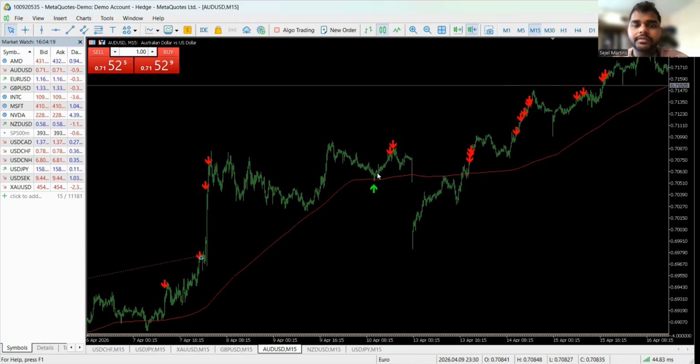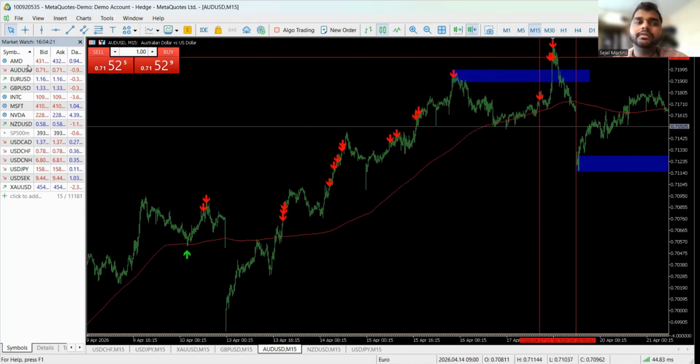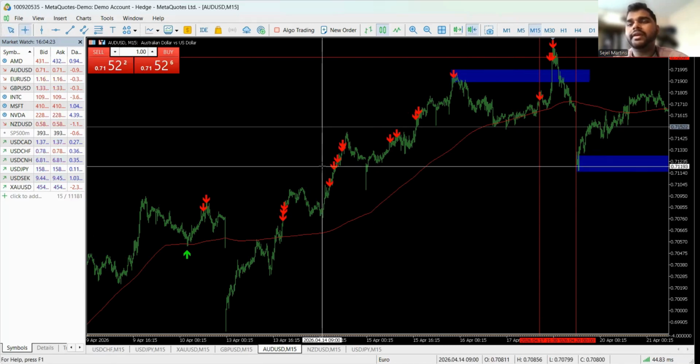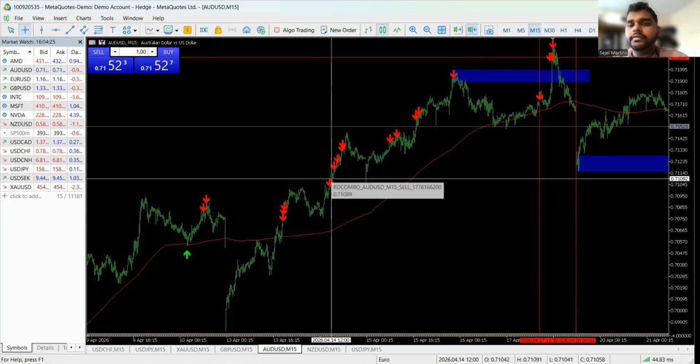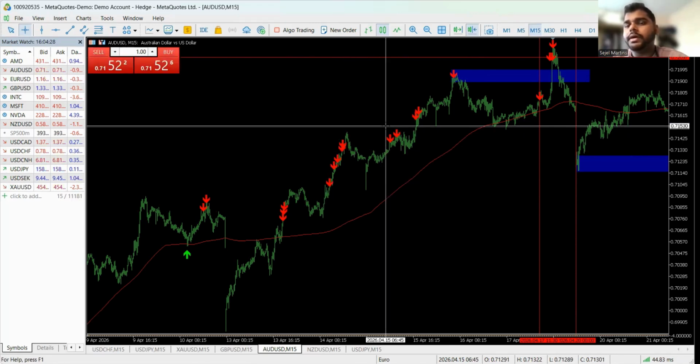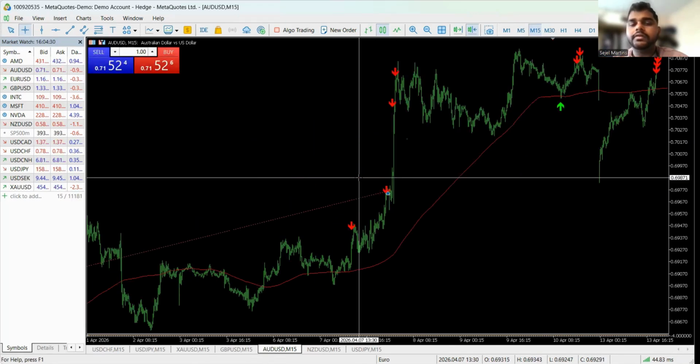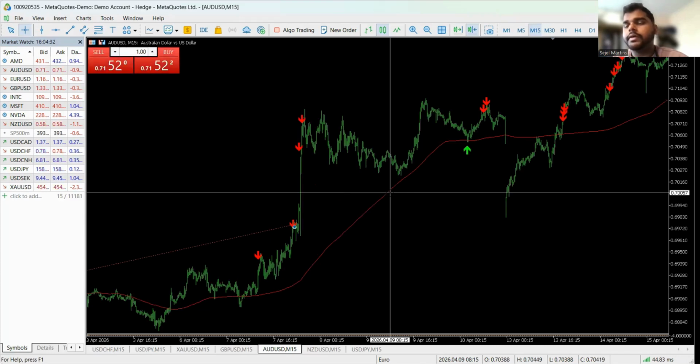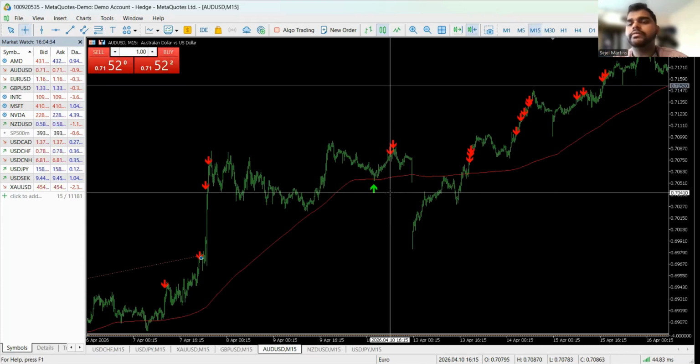There were a lot of trading opportunities. As you can see, the arrow is working fine when the market is not trending, but it gives multiple arrows when the market is strongly in one direction. So what I'm trying to do is find reversal points in a non-trending market.